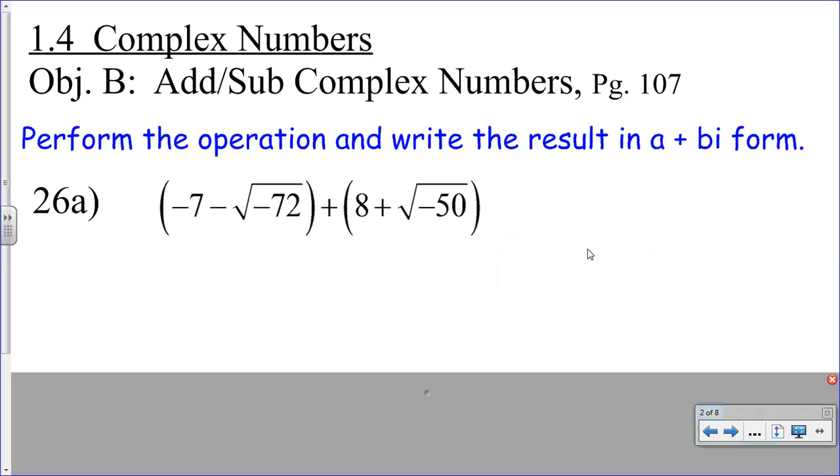Right, so we're going to finish 1-4 today. We're going to do some operations of complex numbers: add, subtract, multiply, divide. This is preparing us for our next section, which is solving quadratics.